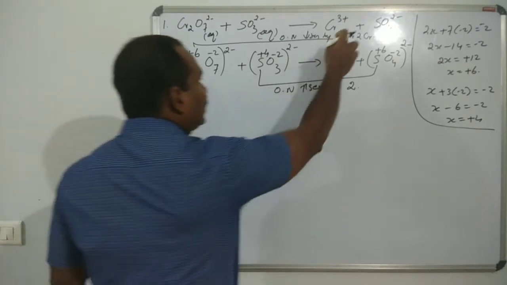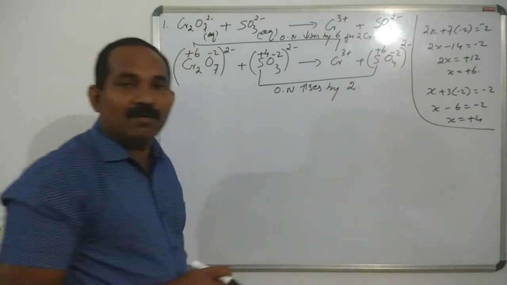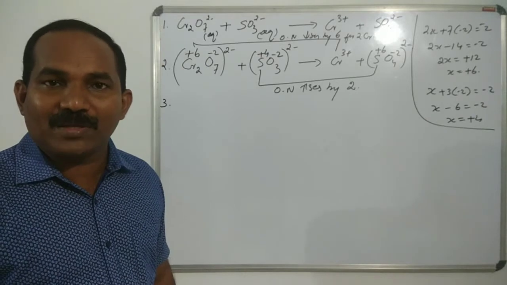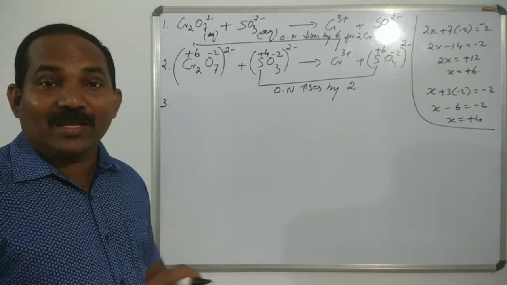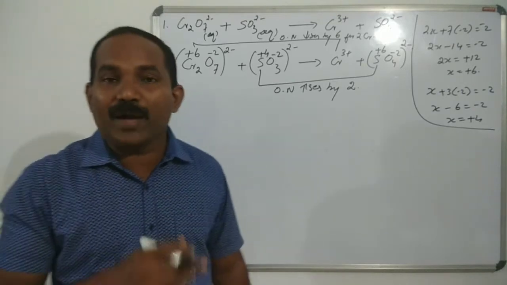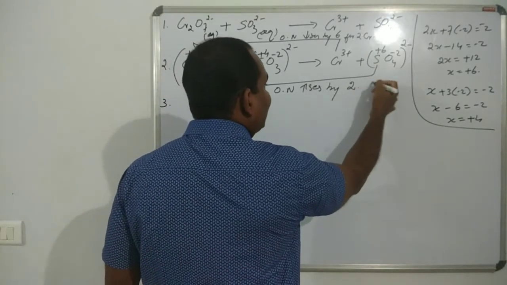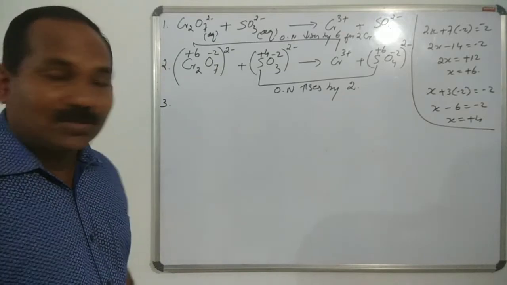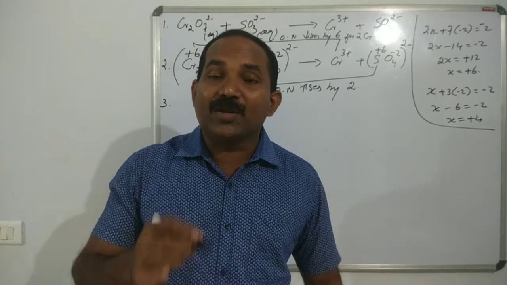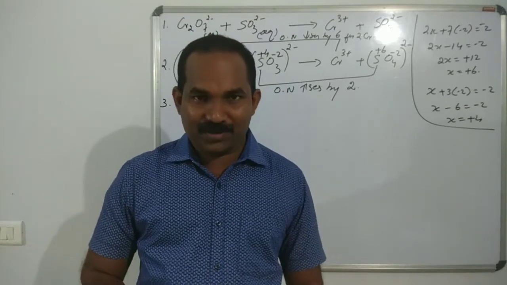So here decreases by 6 for 2 chromium. Here increases by 2. Then 2 and 6 are different coefficients, different numbers. The change is different. Increases by 2, decreases by 6. So LCM is 6. How to make 2 become 6? Multiply with 3. So third step, multiply with a suitable coefficient in order to equalize the change in the oxidation number.